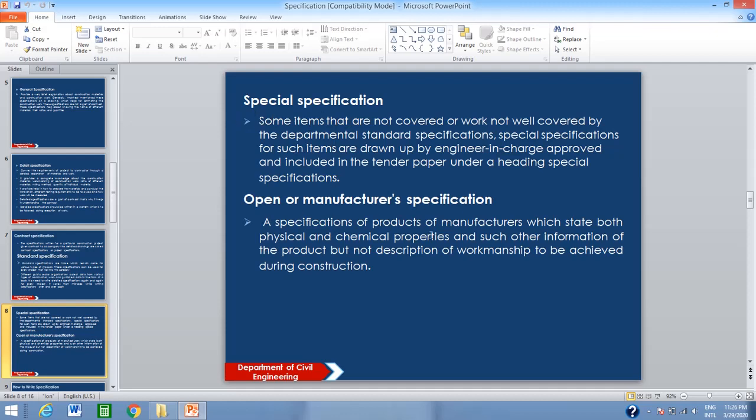Open or manufacturer specification: a manufacturer's specification of a product will state both physical and chemical properties and such other information of the product, but not descriptions of the workmanship to be achieved during construction. So this means if some manufacturer is making some materials, they give a brief specification about the material. This is known as open or manufacturer specification.